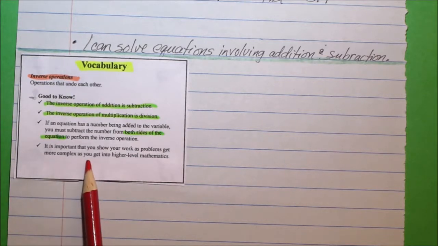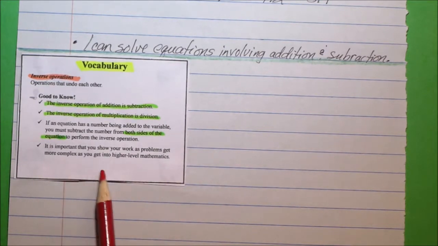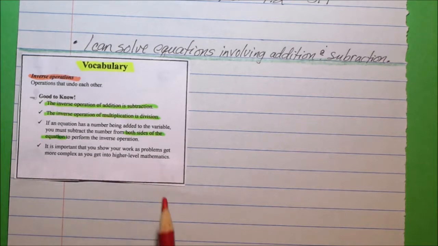And last, it is important that you show your work as problems get more complex, as you get into higher level mathematics. You hear me say this all the time. It's going to seem a little bit silly, the detail I'm asking you to be exact about, but I'm doing it because this is training wheels time. We're doing problems where you can just look at it and automatically in your head, most likely, know what the answer is. But soon that will not be true. And so I'm training you now a very specific way. You must show your work.